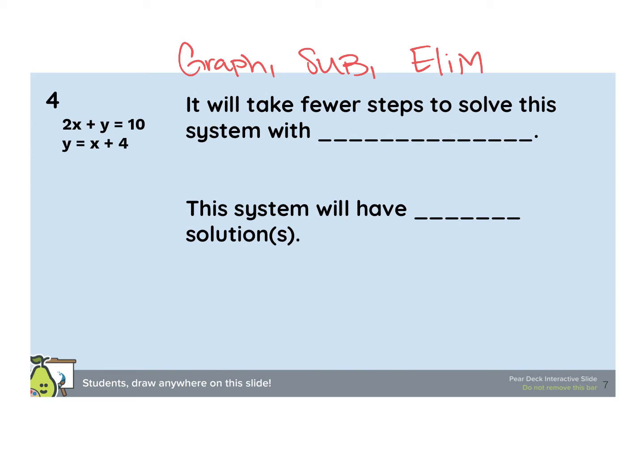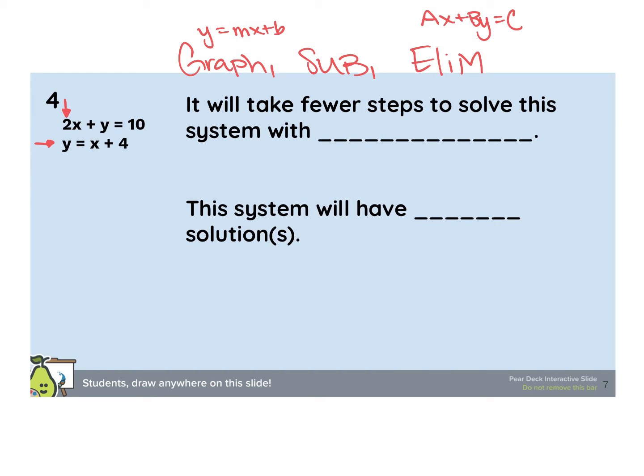So if it's set up for graphing, both of your equations are going to be written in slope-intercept form, right? So this one is not set up for graphing. We have one equation written, ready to graph, but not the other one. If it's going to be elimination, both of your equations will be set up in standard form, like the first equation here. This one is set up in standard form, but they're not both. So this system is not set up to graph, and it's not set up to use elimination.